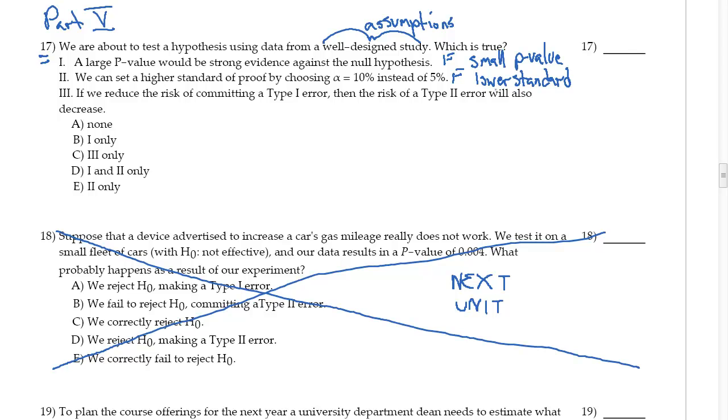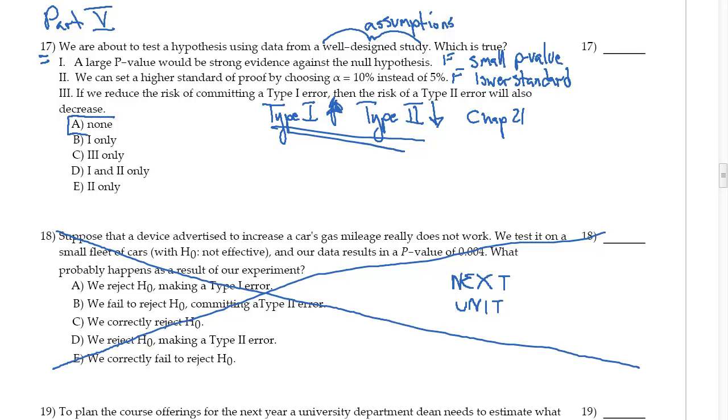If we reduce the risk of committing a type 1 error, then the risk of a type 2 error will also decrease. There's an inverse relationship here. Now I know we haven't mentioned this really in class, but as type 1 errors increase, then type 2 errors decrease. There's just an inverse relationship there. We're going to talk about that more in chapter 21 and what those mean, but this is the basic concept that you need for this particular problem. So this is going to be a none.